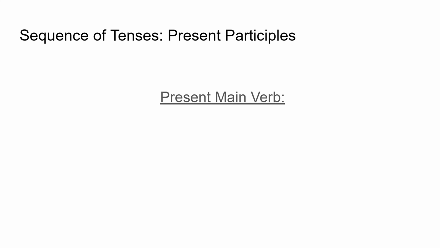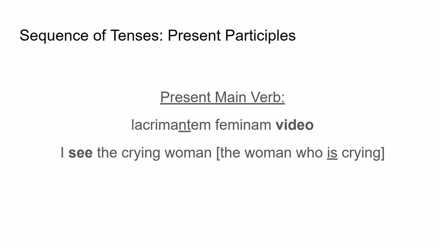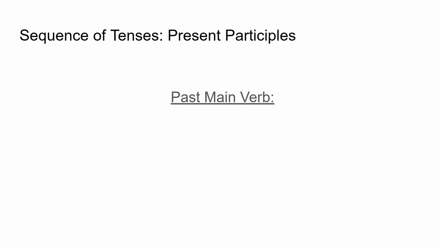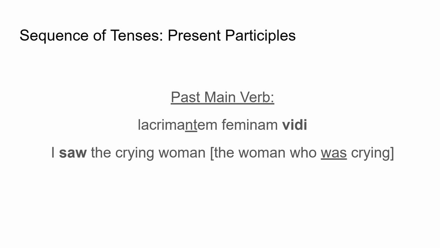Let me show you with some examples. So if I have a present main verb, lacrimantem feminam video, I see the crying woman. Literally, I see the woman who is crying. Present main verb, present participle. If I have a past main verb, lacrimantem feminam vidi, vidi is a perfect tense. So I saw the crying woman. I can just translate like that, that's fine, but literally, I saw the woman who was crying. I've taken a step backwards into the imperfect because my main verb is perfect.